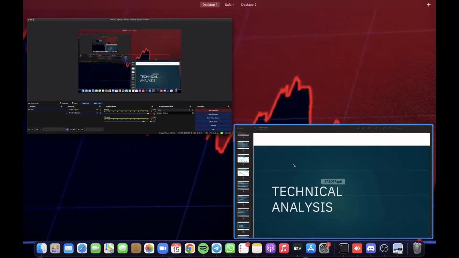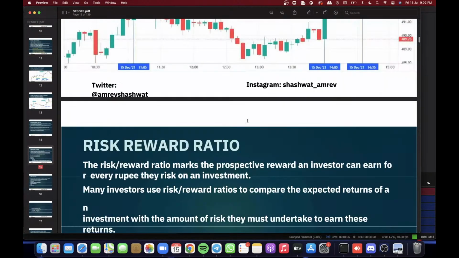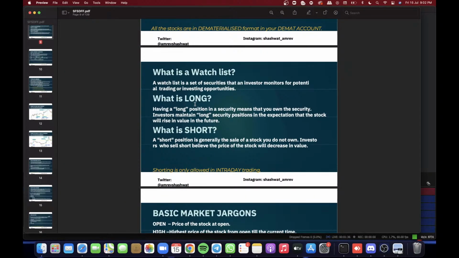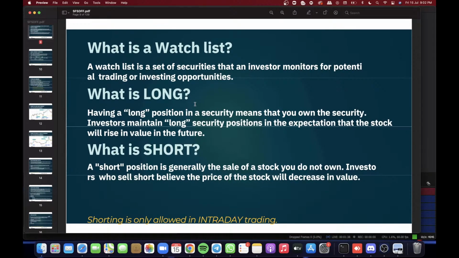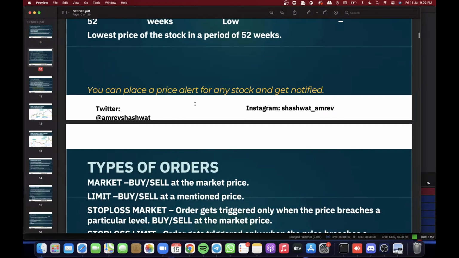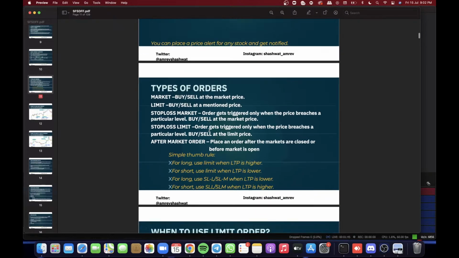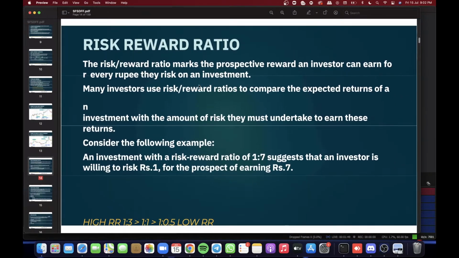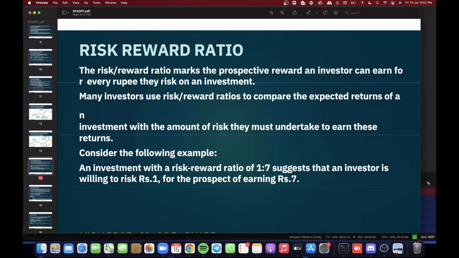Okay, so in the last session we learned about how to put orders, what is a watch list, what is long, what is short, and vice versa. We learned about all the things, right? Basic market jargons, types of orders, and everything. Today we are going to learn about risk reward ratio. What actually is a risk reward ratio?